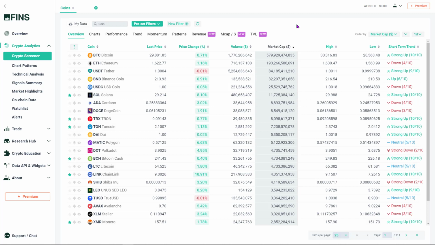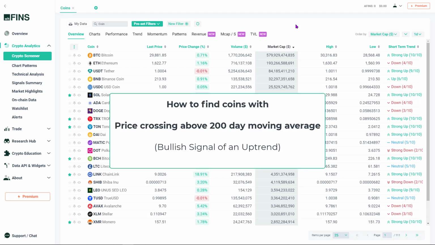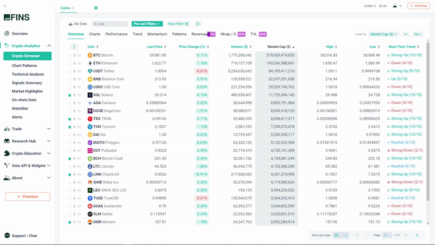In this short tutorial video, you will learn how to find coins where price has recently crossed above the 200-day moving average. The 200-day moving average is considered an important indicator of long-term price trend.